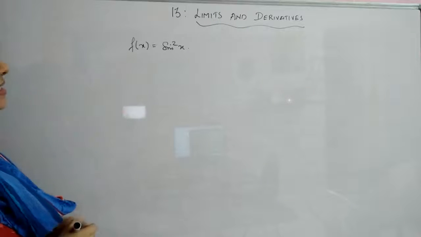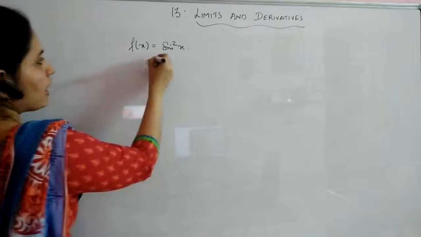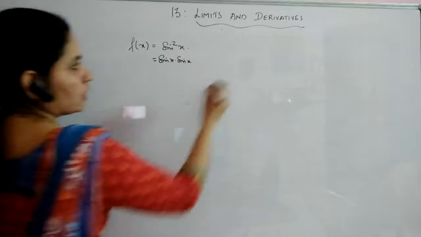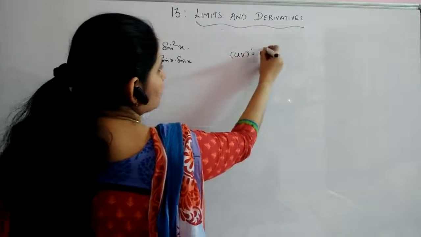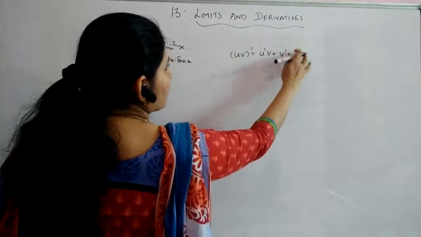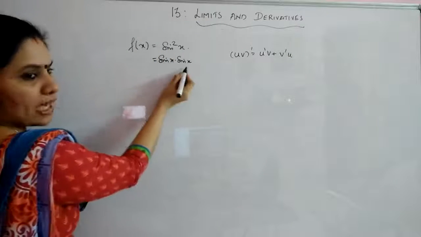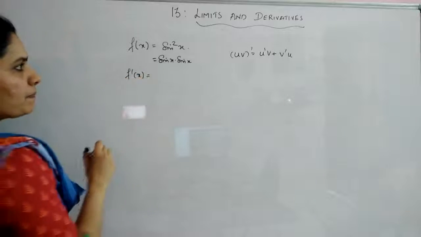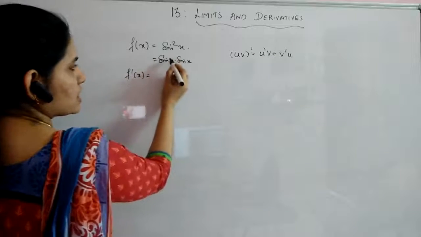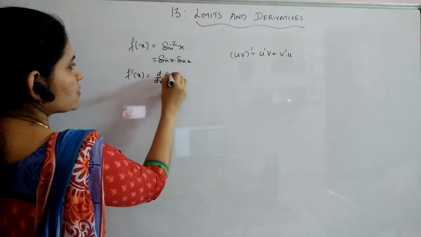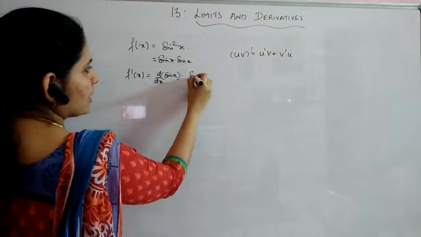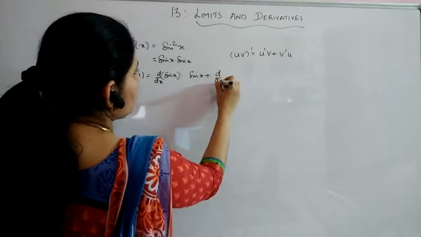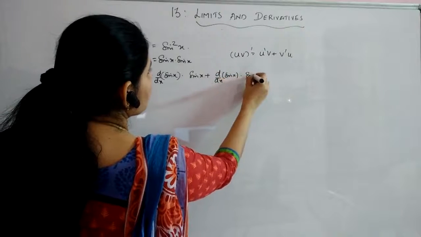If you have the question as f of x equal to sin square x, you can write this as sin x into sin x. What is the Leibniz rule or product rule? uv the whole dash is equal to u dash v plus v dash u. That's what we are applying here. You have two functions u and v as sin x and sin x. So f dash of x will be, u dash means what? The derivative of first function. So d by dx of sin x, which we have already studied, into sin x plus, again the second function is also sin x. So it is d by dx of sin x into sin x.